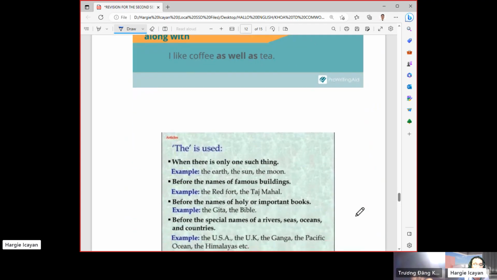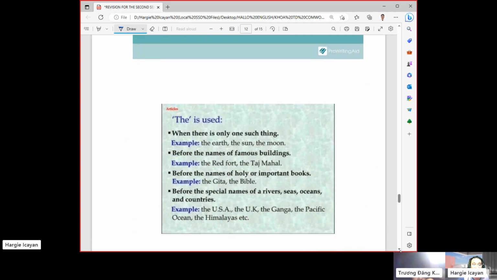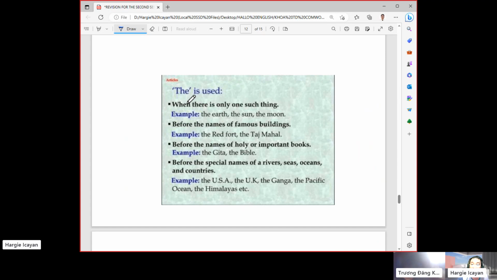Okay, moving on. The use of the article the. So when do we use the? When there is only one such thing. For example, how many earths do we have?